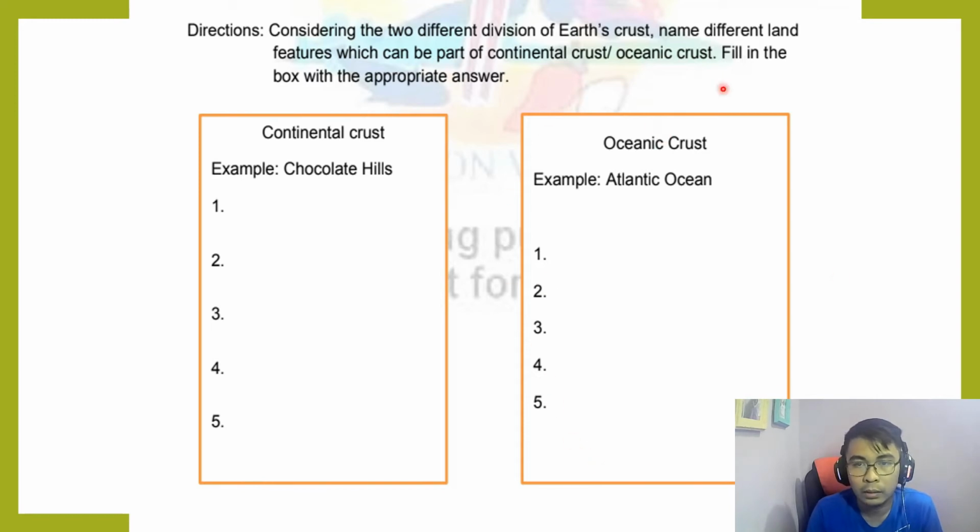In the next box, you are to write land features or forms under the category for oceanic crust. An example is provided, and that is Atlantic Ocean. Same with the first box, you are to write 5 specific features or forms.